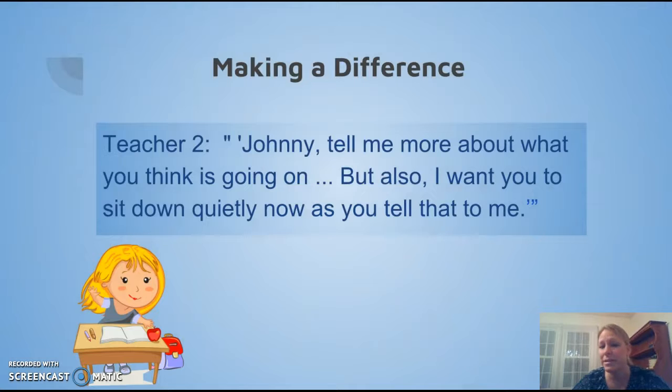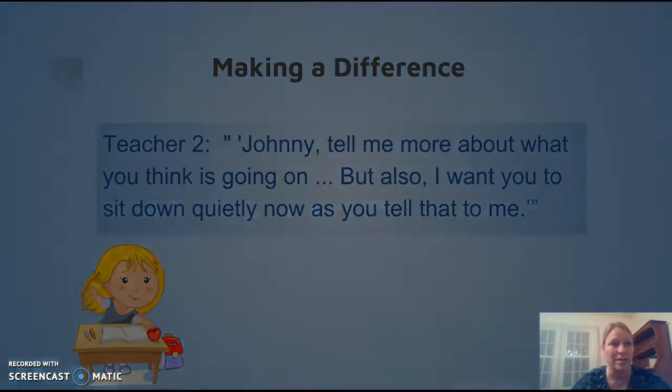But then teacher 2 makes a difference, saying, "Johnny, tell me more about what you think is going on, but also I want you to sit down quietly now as you tell that to me." Johnny then wants to participate, and other kids see how well you have treated the student.